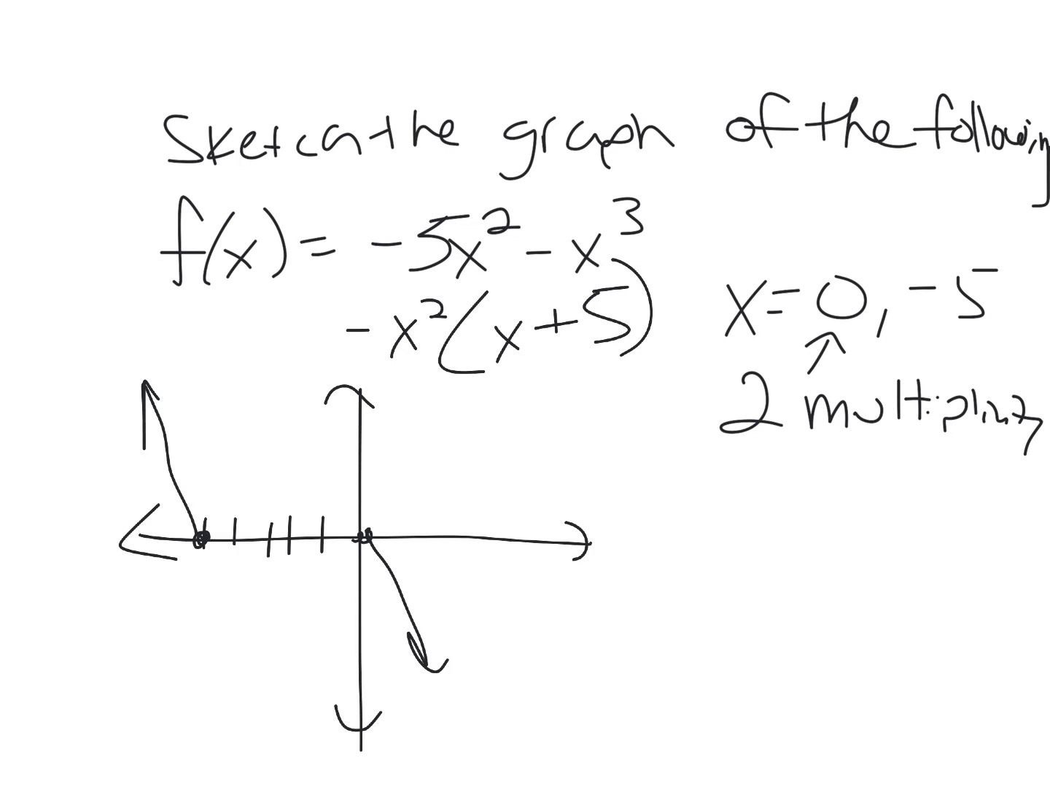If we put in negative 3, we're going to get negative 9 times 2, which is negative 18. So somewhere down there. And then if we put negative 2 in, we get 4 times negative 4 times 3, which is negative 12. So it's going to go up a little bit. It's going to go one of these, right? And there's what our graph is going to roughly look like.